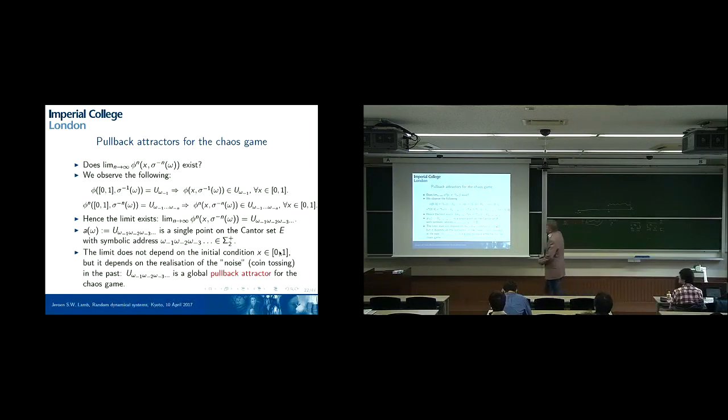Another question is: does this limit, phi n x sigma to the minus n, exist? Now we can basically do this computation. If we take 0, 1 and take the inverse, I get an element. I take this element here, and then I take the next element, and what I do is just add a symbol to these things. When I go to the pullback attractor, I add more and more symbols. So the first one I get 0, 0, 1, then I get 0, 1, 1, 0, 1, 2, etc. So I get some kind of fine detail in this map.